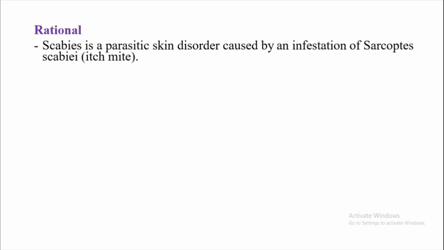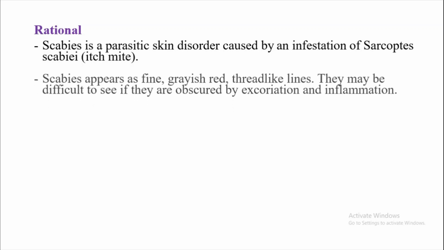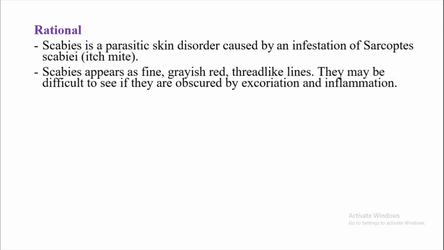Scabies is a parasitic skin disorder caused by an infestation of Sarcoptes scabiei, its mite. Scabies appears as fine grayish red, thread-like lines. They may be difficult to see if they are obscured by excoriation and inflammation. So the correct option is option number A, fine grayish red line.